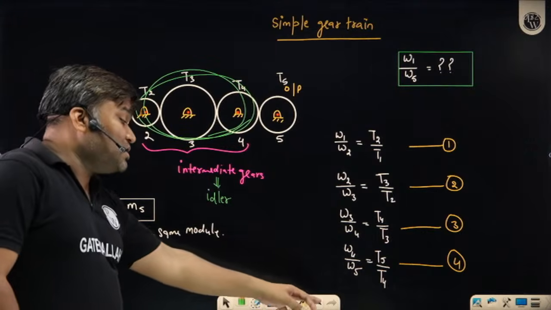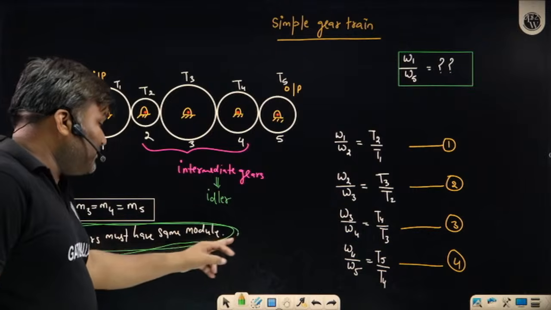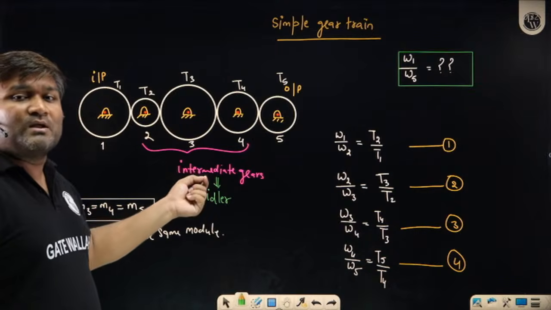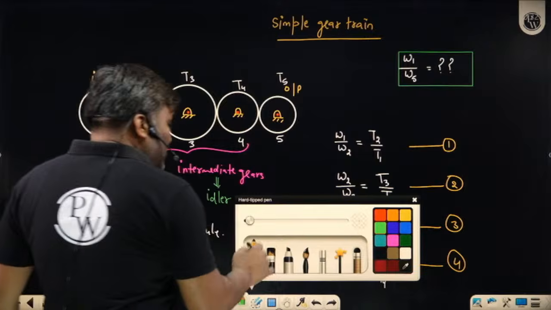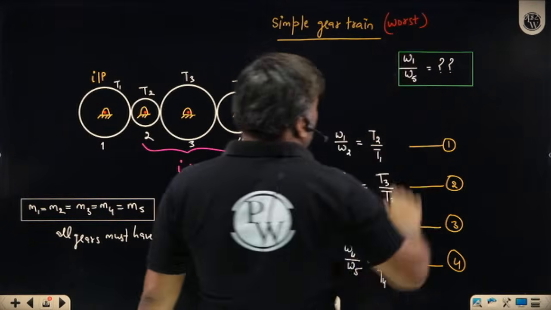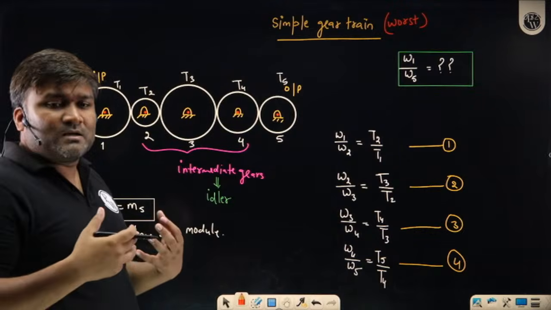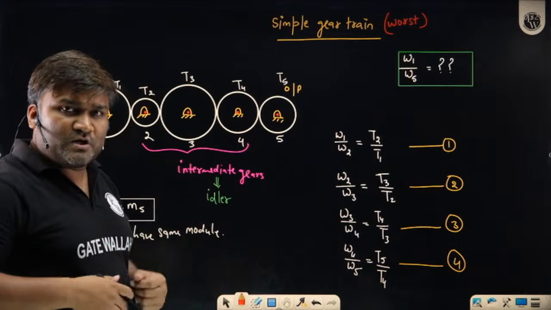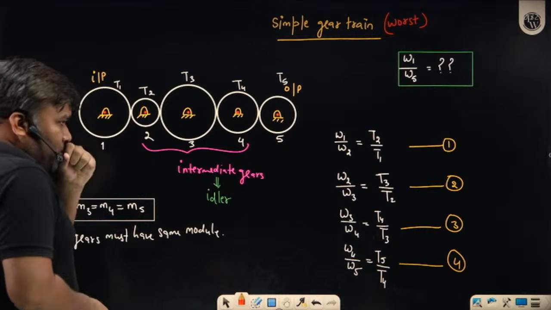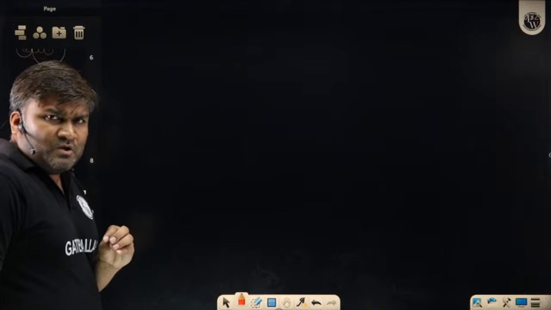They have a big condition: if you want to use us, everyone must have the same module. Even after this big condition, you are not contributing. Idler gear. This simple gear train is called the worst gear train. It is not used at all. The purpose of using a gear train was to get a good velocity ratio, and you are not getting any good velocity ratio. Is that clear? Sir, is there any use of this?